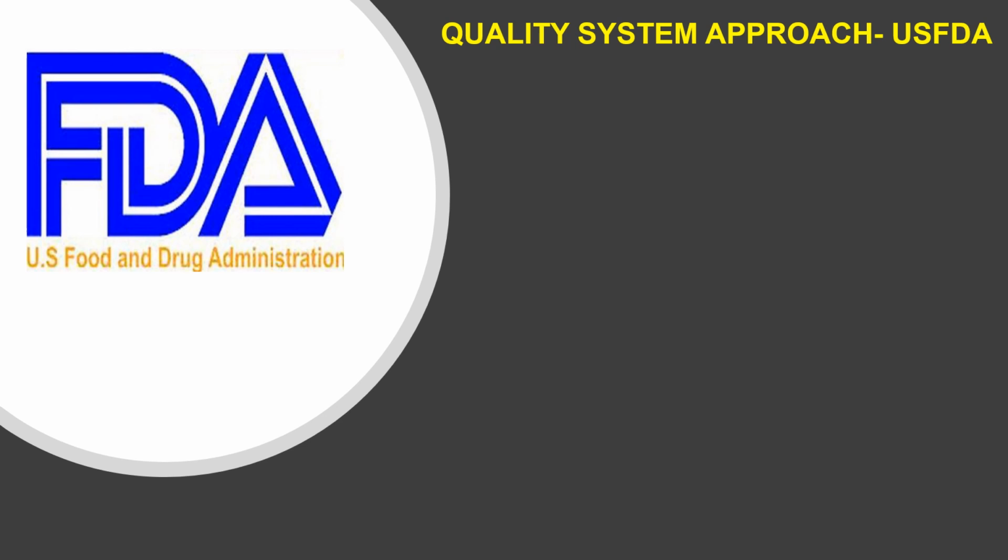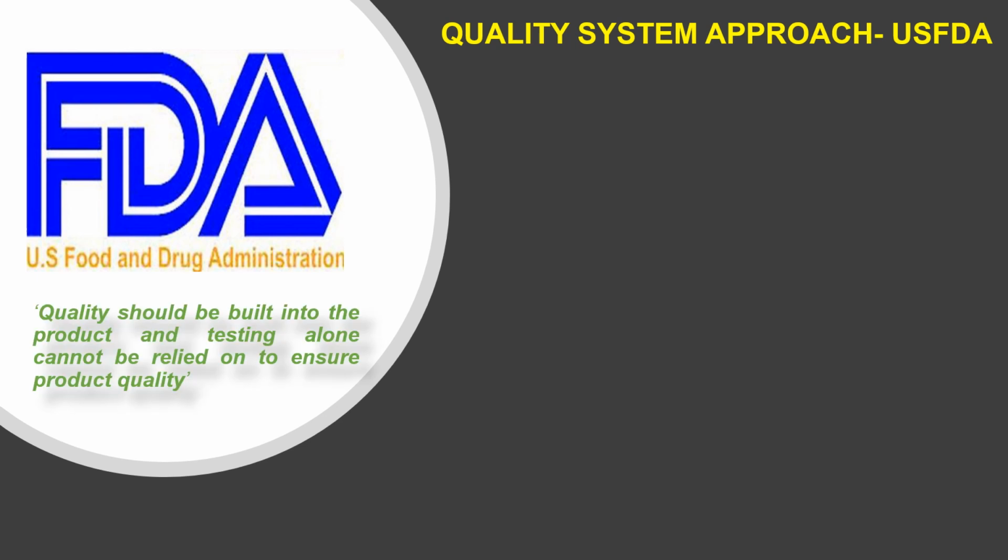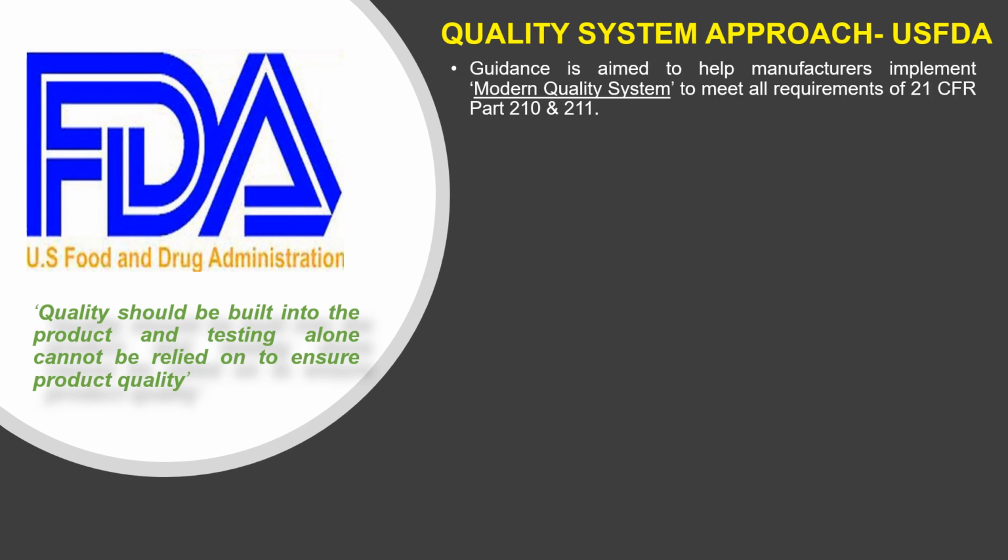Firstly, the USFDA focused on the philosophy that quality should be built into the product and testing alone cannot be relied on to ensure product quality. This guidance has been released with the same purpose. The guidance is aimed to help manufacturers implement a modern quality system to meet the requirements of 21 CFR Part 210 and Part 211. It should be noted that emphasis is laid on the modern quality system.